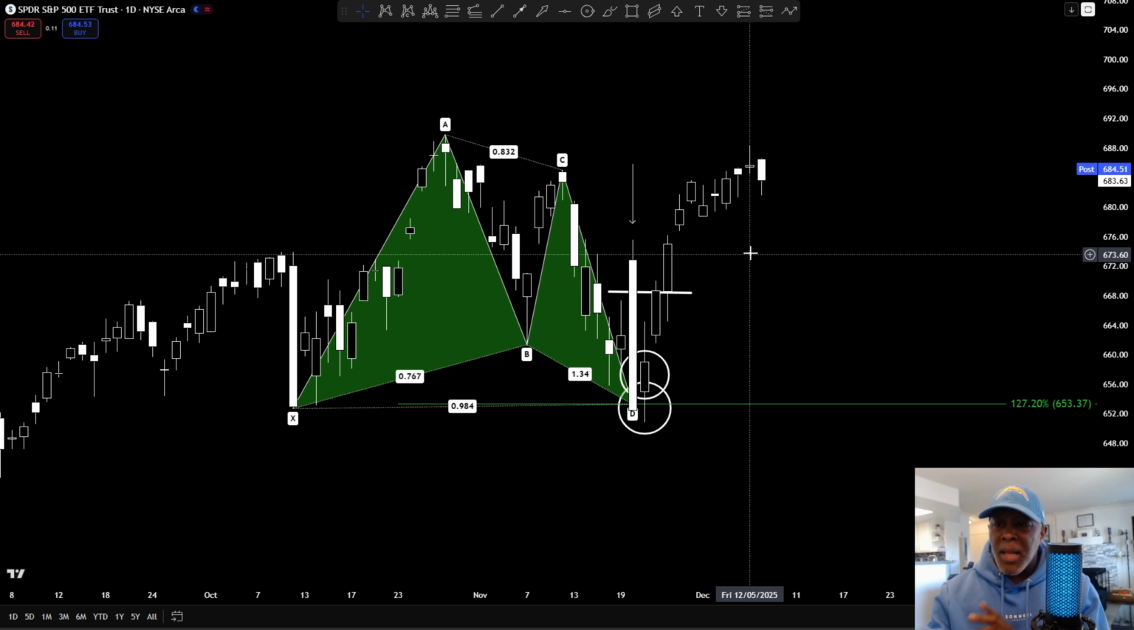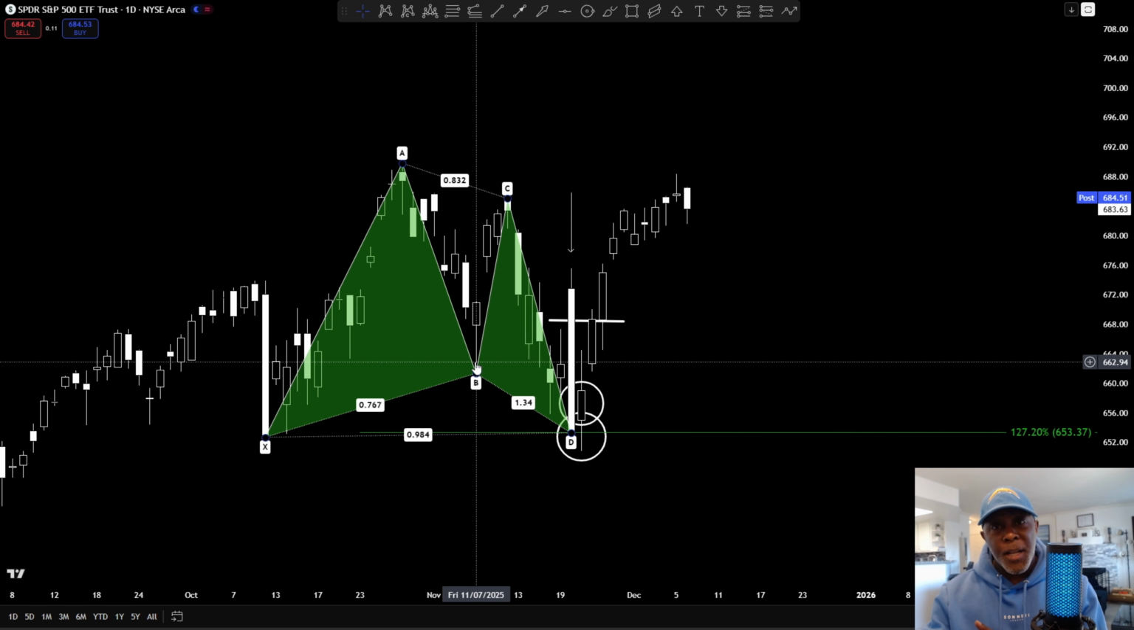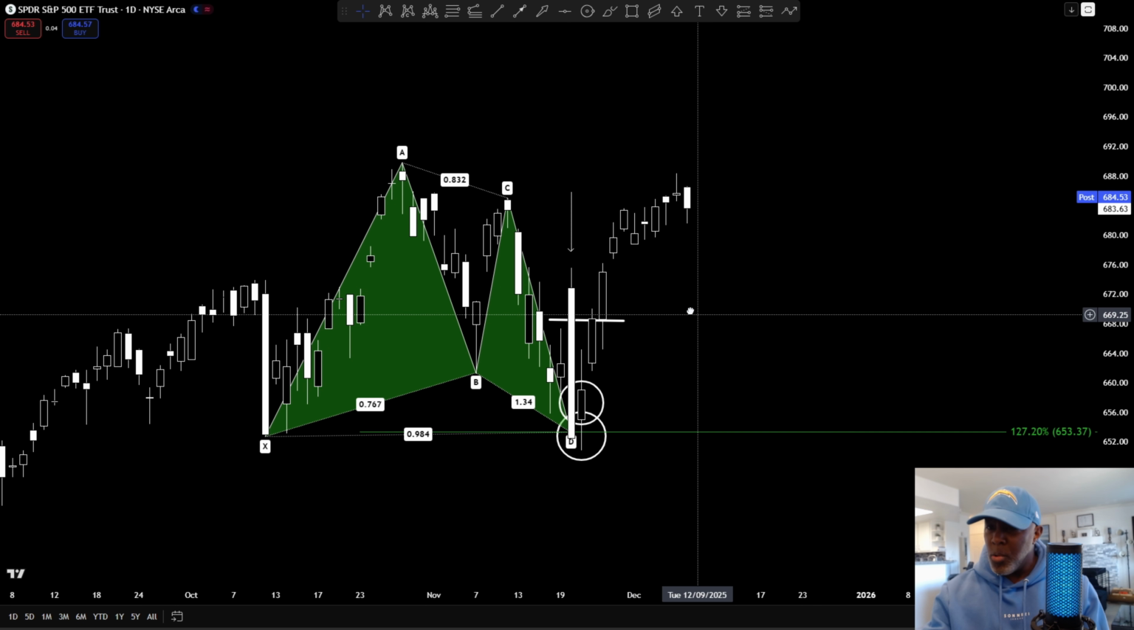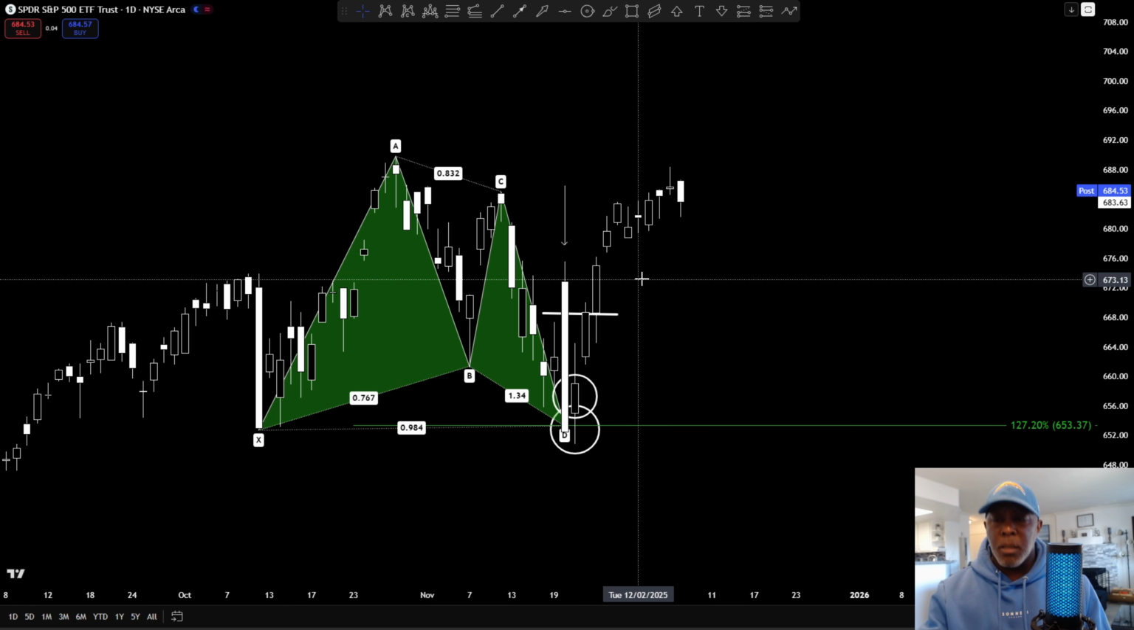Now, all that good stuff out the way, we know how we got here. We got here from the result of this bullish Gartley pattern. Powerful, boy. Woo, look at that. And no, I wasn't involved. I missed it. Okay.